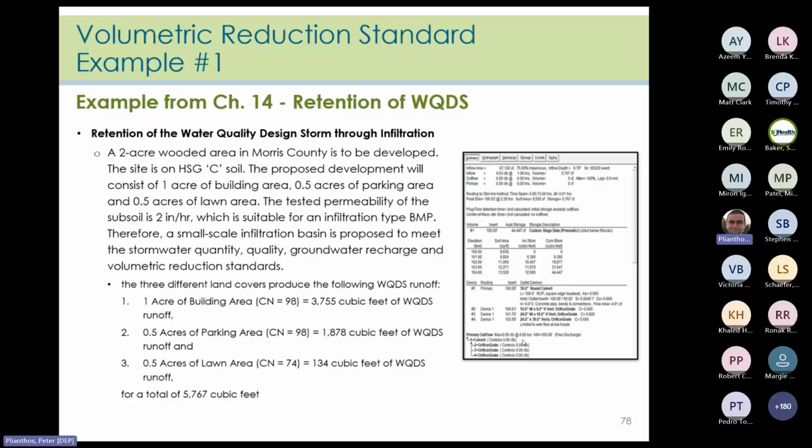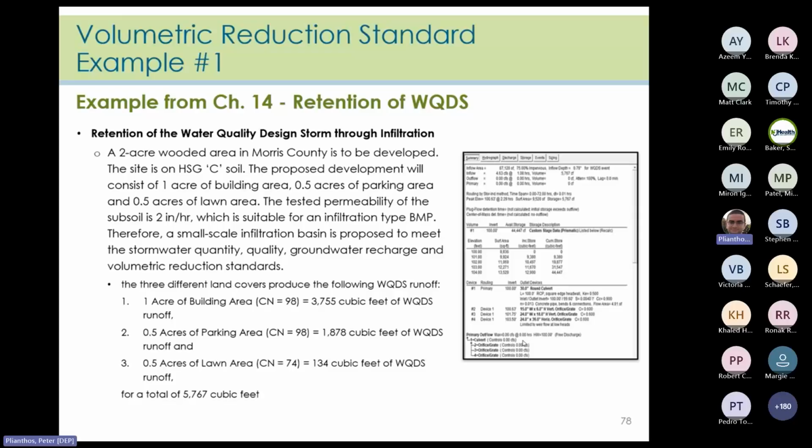The example states, a 2-acre wooded area in Morris County is to be developed. The site is on HSG C soil. The proposed development will consist of 1 acre of building area, 0.5 acres of parking area, and 0.5 acres of lawn area. The tested permeability of the subsoil is 2 inches per hour, which is suitable for an infiltration type BMP. Therefore, a small-scale infiltration basin is proposed to meet the stormwater quantity, quality, groundwater recharge, and volumetric reduction standard.